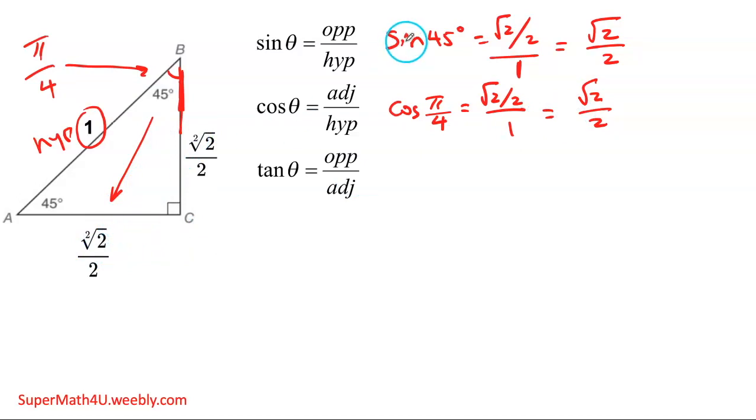So my sine will be related to the y, right? To the length of y, that will be my sine. And my cosine will be related to the x value. We'll see that in the unit circle.